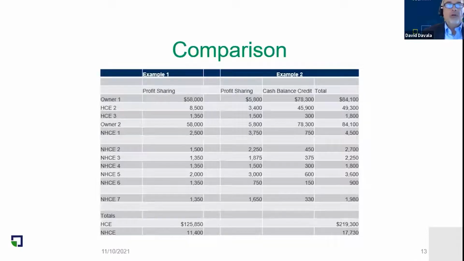Let's compare example one and example two. Here we can see how combining a cash balance with a profit sharing plan and cross-testing, the benefits can increase for the owners of the company. By adding the cash balance, the owners can save more for retirement. They also save on taxes. The NHCEs do get a little bit more. Well, most of them do. NHCE 6 didn't.